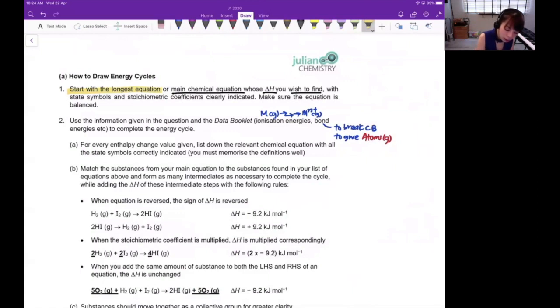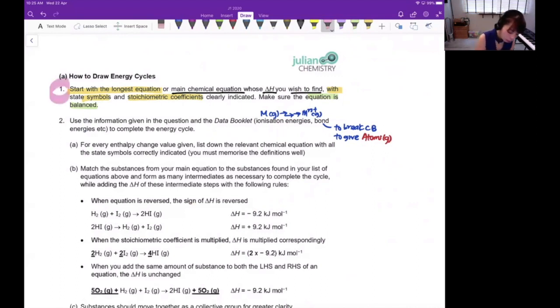So with that, you choose either the longest or the main equation that's long enough, that connects all of the species that you need. It must be with state symbols, remember, and balanced stoichiometric coefficients clearly indicated. Please make sure that your equation is really balanced right from the start. If the starting horizontal equation that you are writing is not balanced, the whole cycle will be problematic. So make sure you spend time to balance this properly.